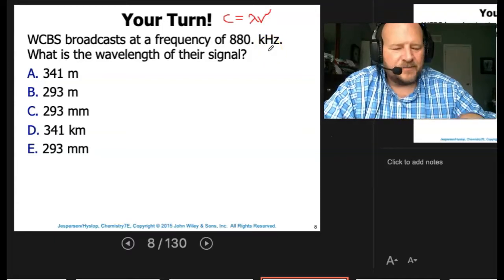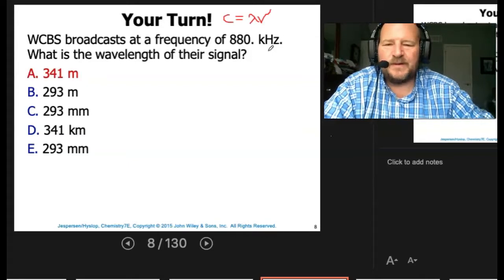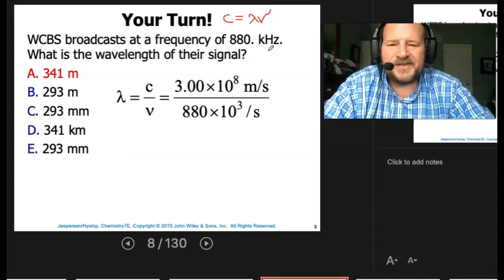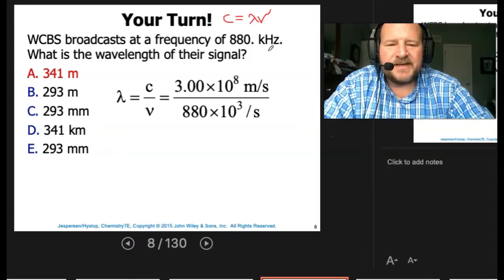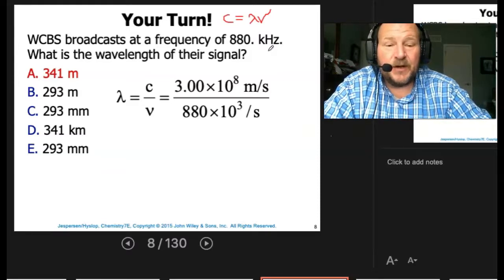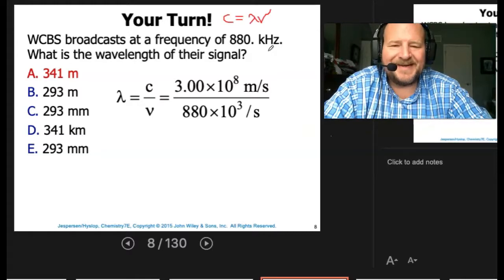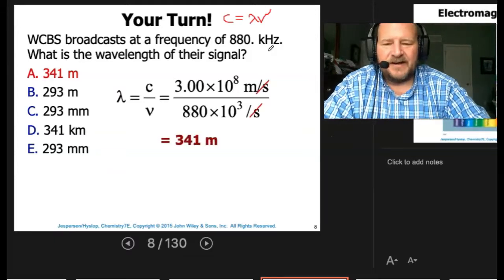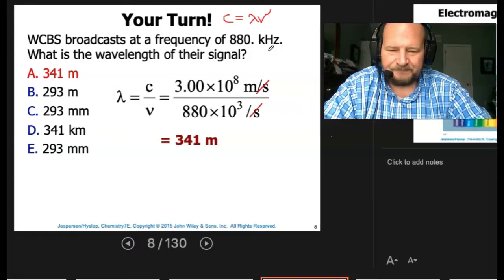And if you've tried the problem and you've unpaused, your answer should be 341 meters. And the way we get that is here. So we're going to have lambda is equal to c over nu. So we're going to take that 3.00 times 10 to the 8th, and we're going to divide it by 880, but it's kilohertz, right? So it's going to be 10 to the 3 hertz. And then we're going to run that through our calculator. We see the seconds cancel out, and that gives us 341 meters.